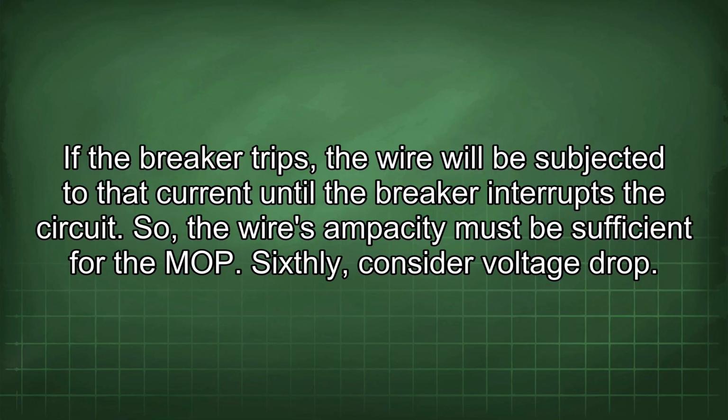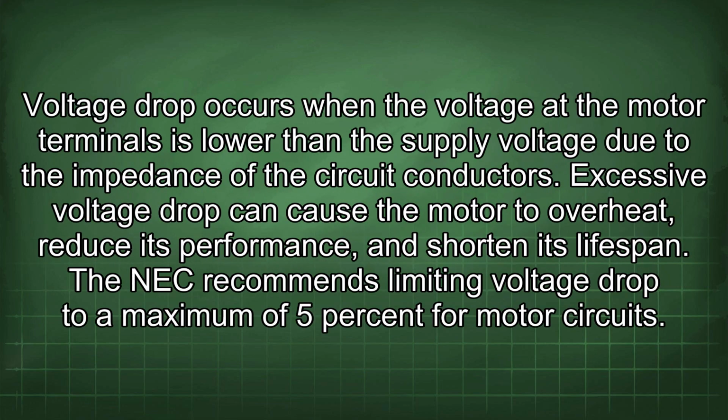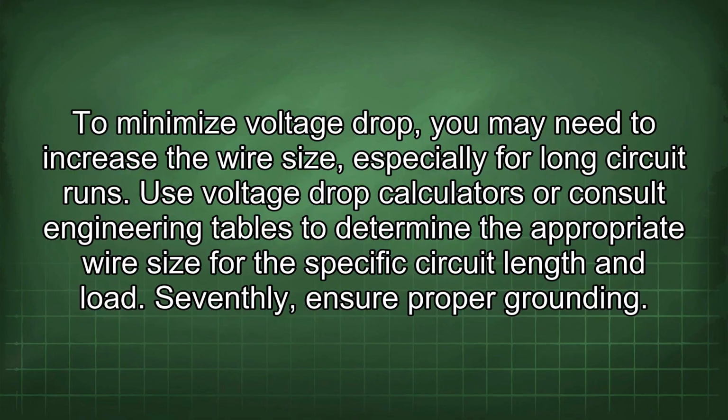Sixthly, consider voltage drop. Voltage drop occurs when the voltage at the motor terminals is lower than the supply voltage due to the impedance of the circuit conductors. Excessive voltage drop can cause the motor to overheat, reduce its performance, and shorten its lifespan. The NEC recommends limiting voltage drop to a maximum of 5% for motor circuits. To minimize voltage drop, you may need to increase the wire size, especially for long circuit runs. Use voltage drop calculators or consult engineering tables to determine the appropriate wire size for the specific circuit length and load.